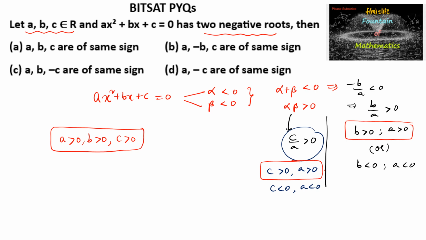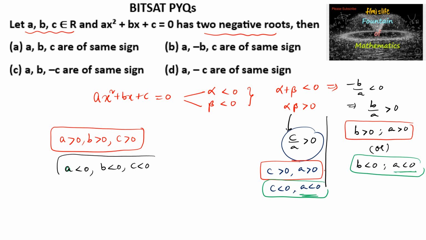And in the case of a negative, when a is negative, b is negative, then c is also negative. So in both cases we can confirm that the two roots are negative. So a, b and c are either all positive or all negative, that is, they are all of the same sign. We can conclude that a, b, c are of the same sign. So we can go with option A.